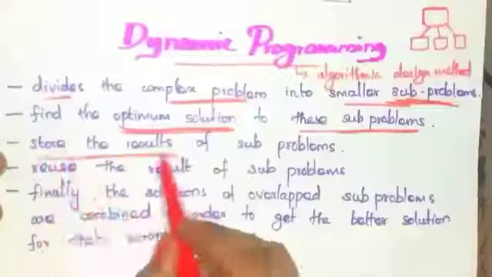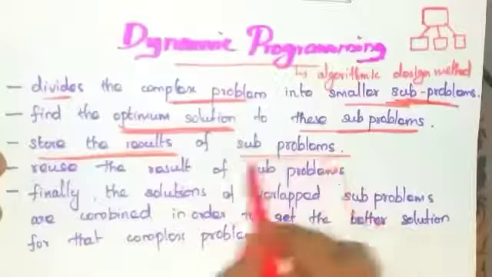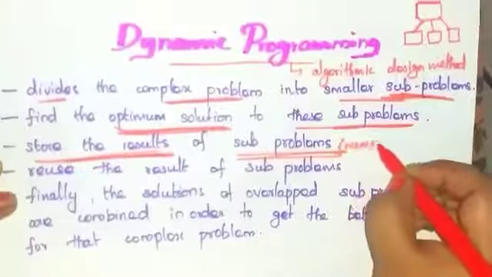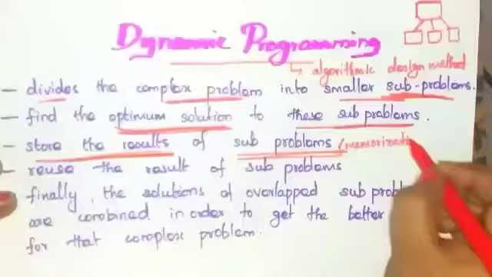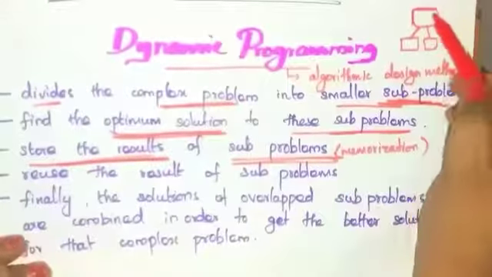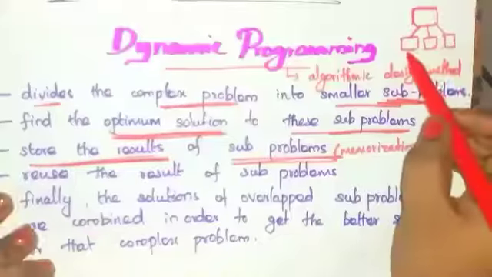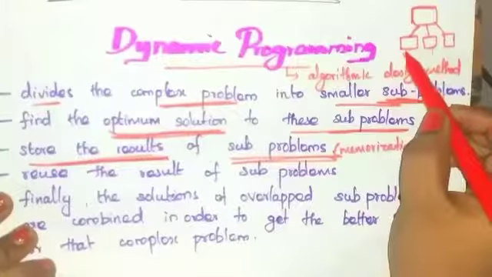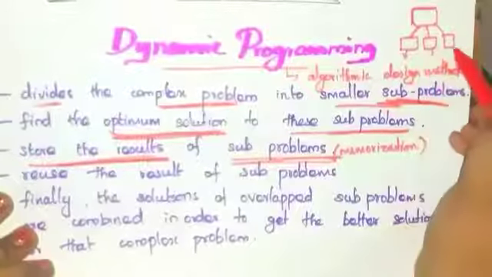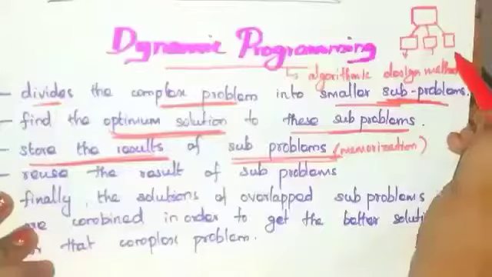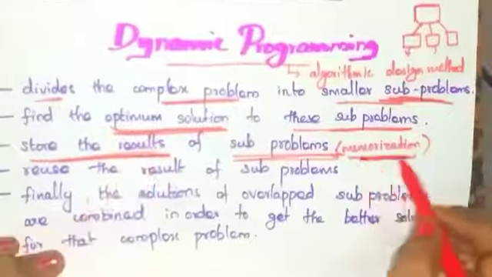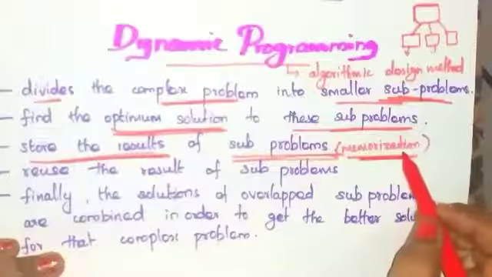Next point, store the results of subproblems. This is called memorization. What do you mean by memorization? The complex problem is divided into smaller subproblems. Each subproblem has one solution, this subproblem has one solution, and this has one solution. Storing those solutions of subproblems is called memorization. This memorization is called an optimization technique.